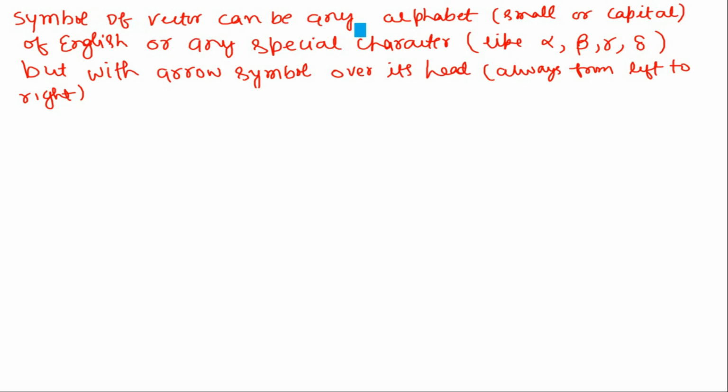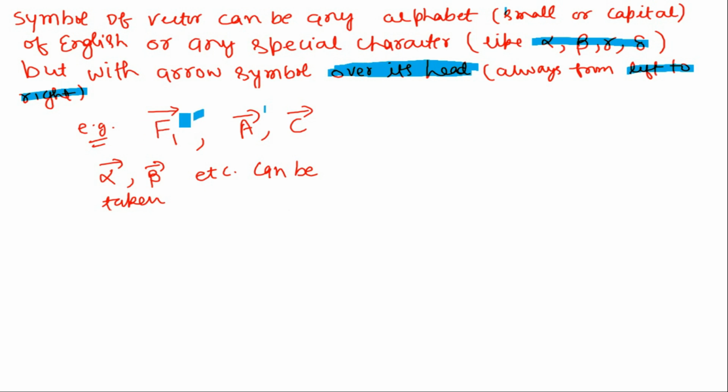So the symbol of a vector can be any alphabet like A, B, C, whatever you want to choose. Instead of alphabets, if you are interested in choosing special characters like alpha, beta, gamma, delta, etc. as vector quantities, even then you can. But while taking the symbol of a vector quantity, we have to put an arrow over the head of the symbol of the vector quantity, and this arrow must always point from left to the right side.